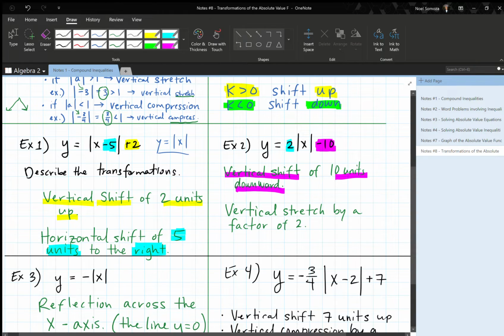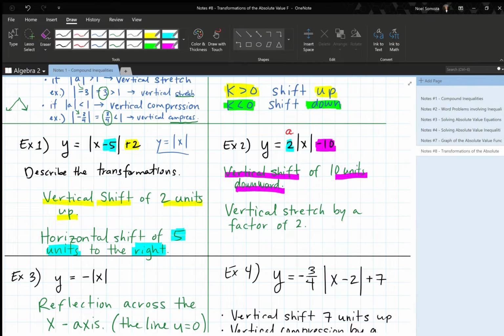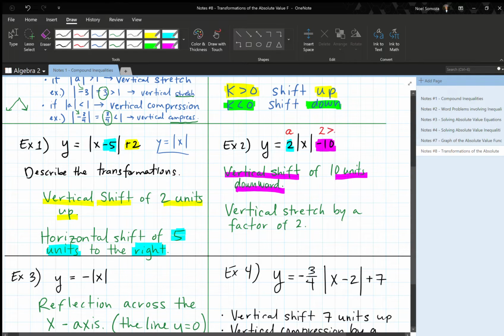So with that 2, remember that that represents A, and A controls direction and whether or not we stretch or compress. Well, since A, the number is 2, and 2 is greater than 1, then we're going to have a stretch. Okay, so the way that we write that is we have a vertical stretch by a factor of 2. Notice the language that I used here is very similar to the worksheet.